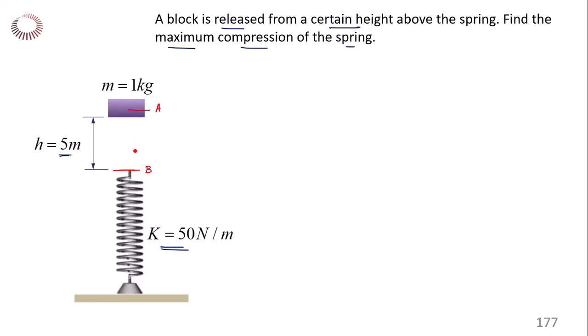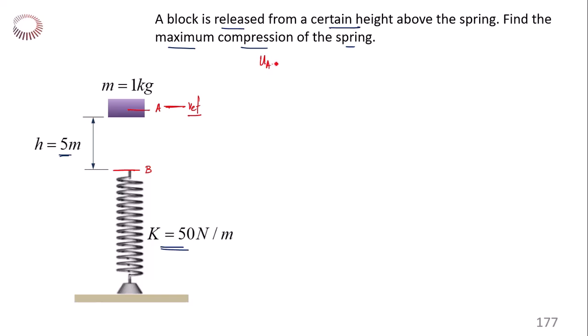So if I apply the work energy theorem between point A and B, I can get the information of the velocity at point B. Initially I apply the work energy theorem between point A and B, taking this as the reference line. So I am taking A as the reference, and B is below this, so for B the potential energy will be negative.